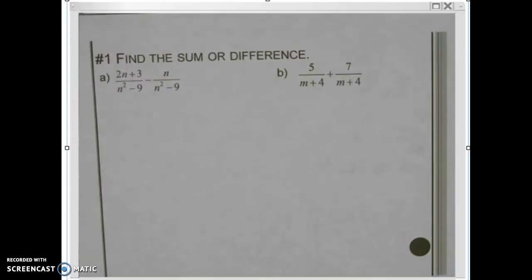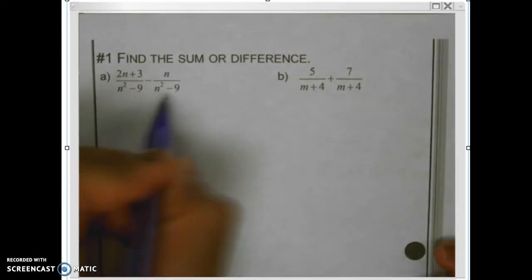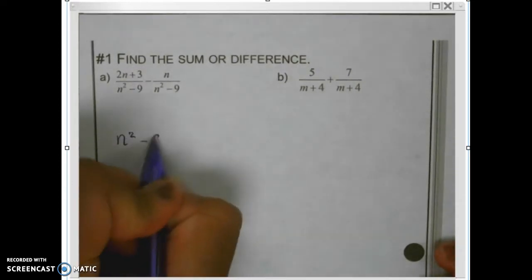Okay, so let's go through some examples. Our first one is to find the sum or difference. Part A, 2n plus 3 over n squared minus 9 minus n over n squared minus 9. So what I like about this one in comparison to your warm-up is we already have a common denominator. It's right here. It's n squared minus 9.